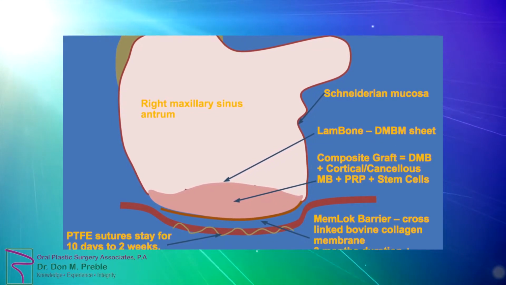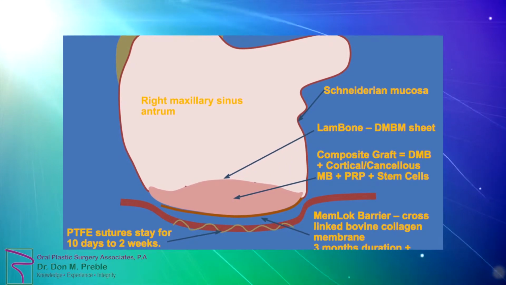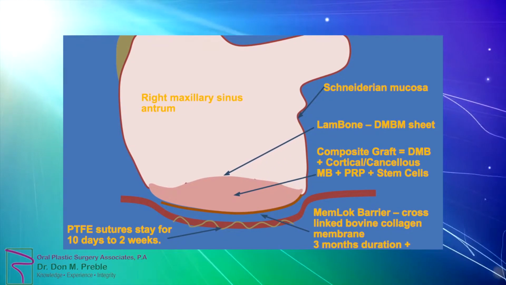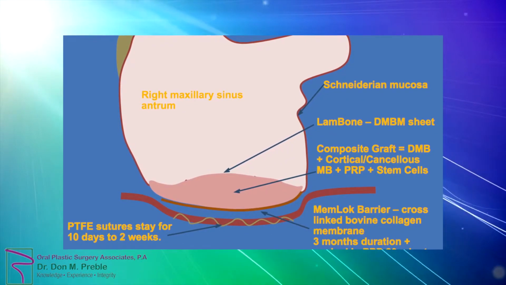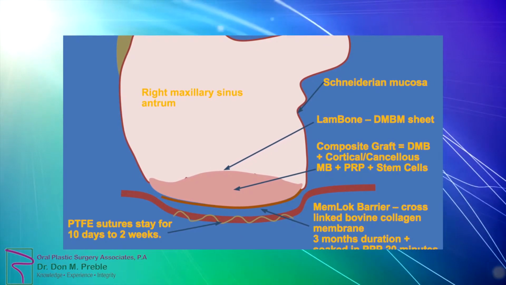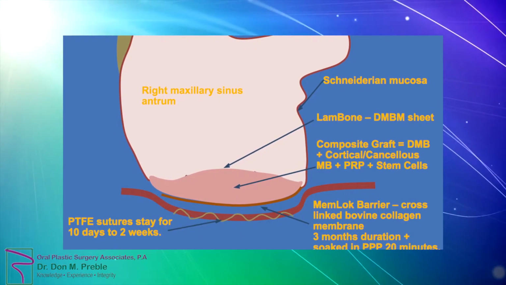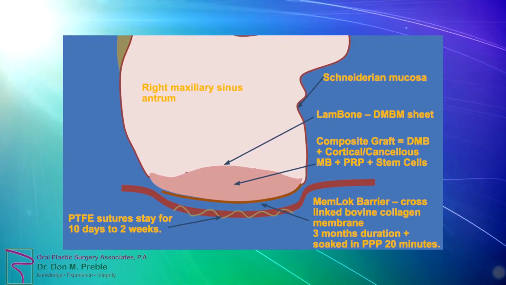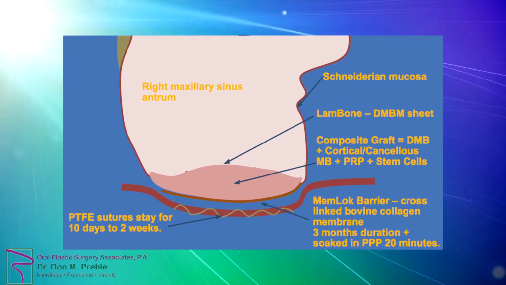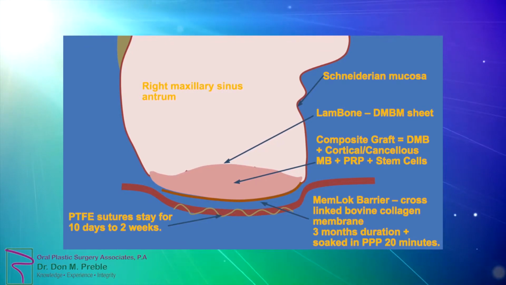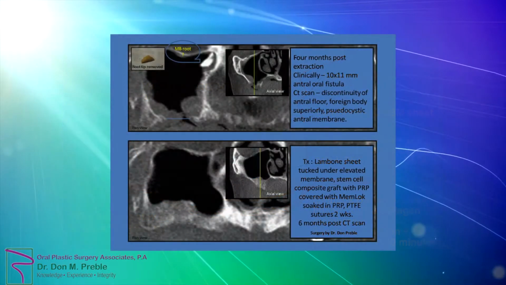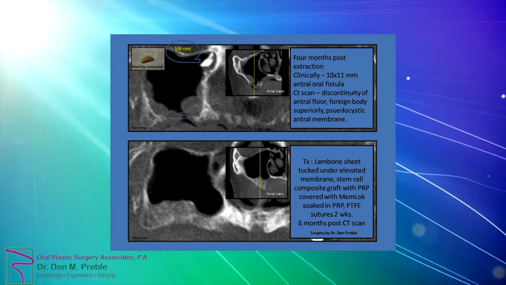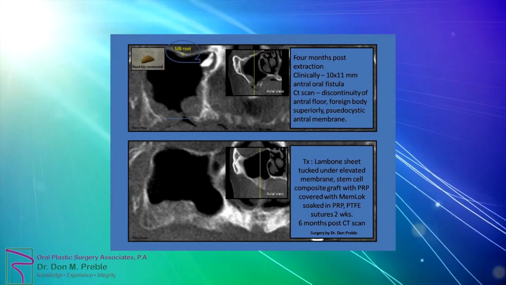That was placed and condensed in there lightly, and then we went back and placed a Memlock barrier, which is a bovine collagen membrane that had been soaked in PRP for about 20 minutes. Placed that over the composite graft material, and then did a primary closure with the sutures and left it for 2 weeks. The next slide shows how that closure was accomplished.